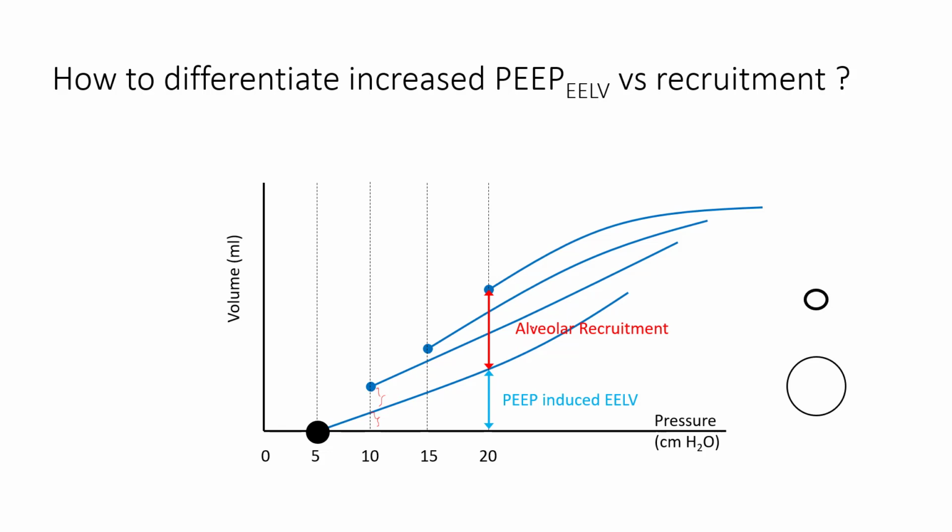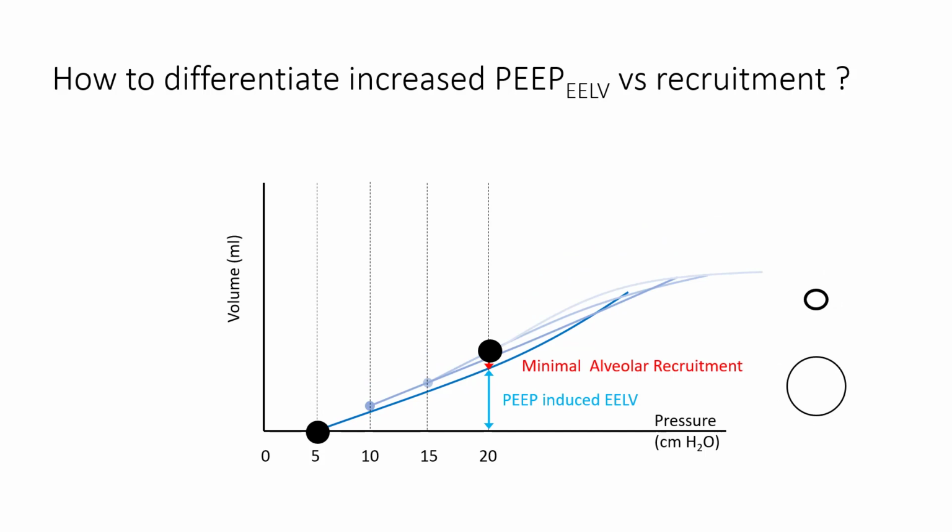So we have an alveolar recruitment and the PEEP induced end expiratory lung volume increase. If you have PEEP loops which lie on top of each other, that means that there is minimal alveolar recruitment and all the volume increase is from the increase in FRC. Thank you. We'll see you in the next lecture where we'll talk about how to optimize PEEP.